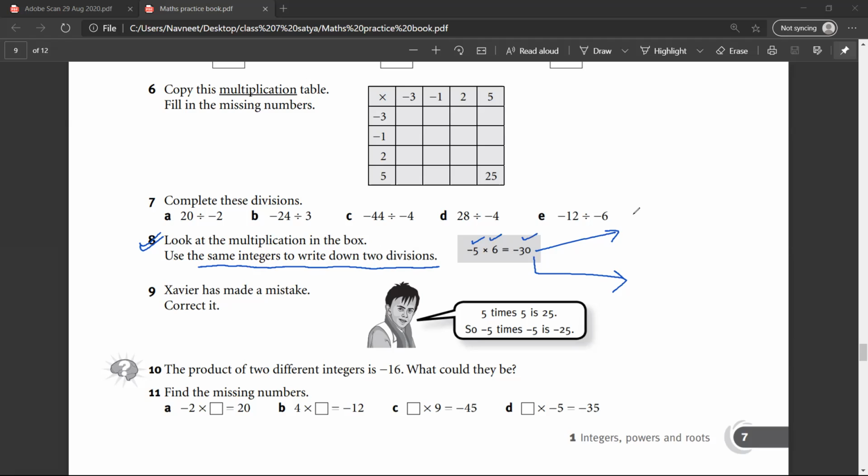So for example, first I can write it as minus 30 divided by minus 5 would be 6. Shabash. And minus 30 divided by 6 would be minus 5. Yeah. And that is what they are trying to tell you.